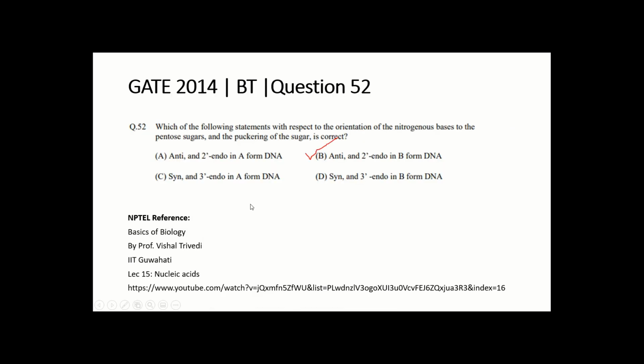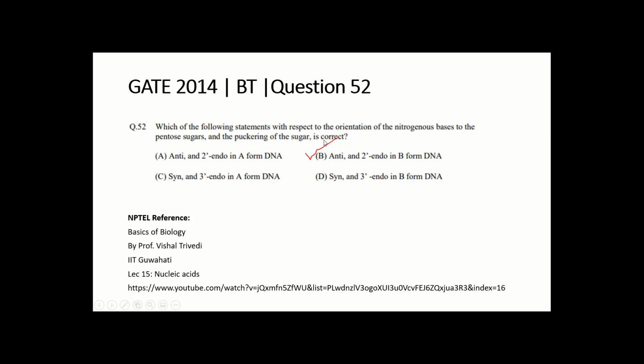If you check the options, options C and D both are showing syn, but both A and B form of DNA are anti. So that's why options C and D can be eliminated. Options A and B both are showing anti, which is correct for the nitrogenous bases to the pentose sugar. Both A and B have anti.